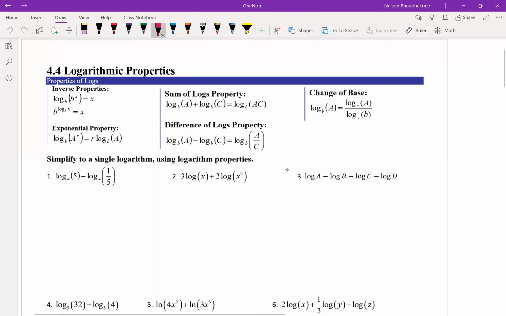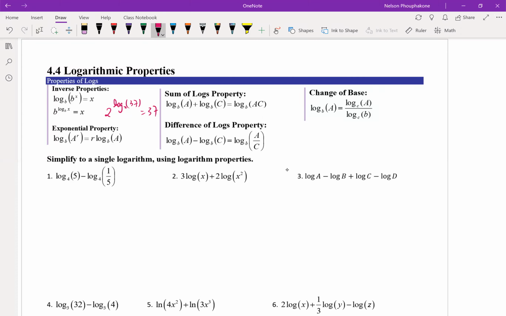Okay, so now let us get to section 4.4, logarithmic properties. Let us review some properties that we learned in section 4.3, like the inverse property: log base b of b to the x is equal to x, and b raised to the power of log base b of x is equal to x. For example, 2 raised to the power of log base 2 of 37, you know that the answer is 37.